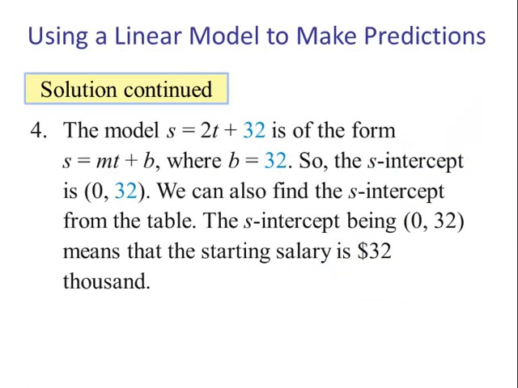Number 4, we see that S equals 2T plus 32 is in the form of y equals mx plus b, where b is 32. So the S-intercept, or the y-intercept, is (0, 32). We can also see this from the table. If we were to interpret what this means in this situation, $32,000 is the starting salary at this company.